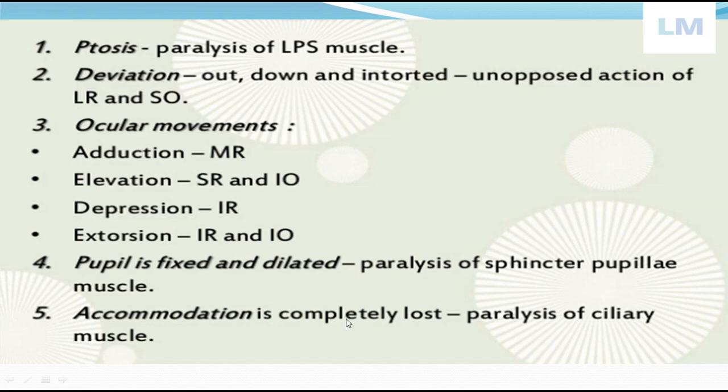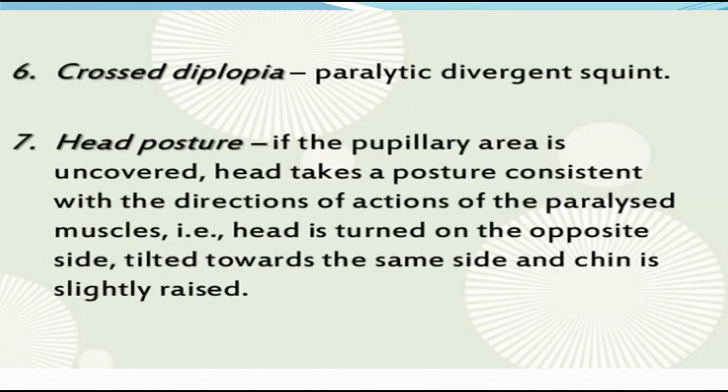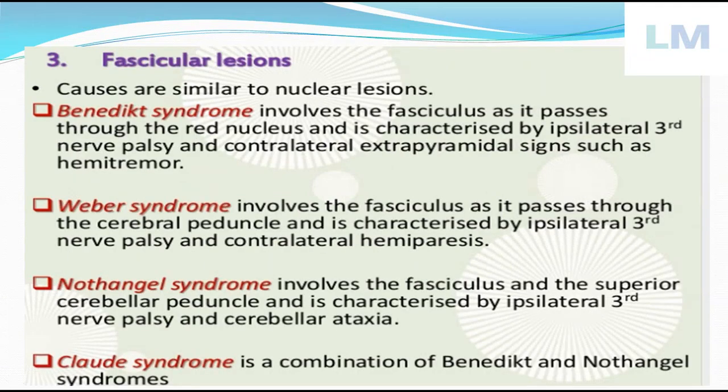Accommodation reflex is completely lost due to paralysis of the ciliaris muscle of the ciliary body. So the lens won't change its dimension. Then there is a cross diplopia. That is, one eye is seeing straight, the other eye is seeing outward. Divergent squint. Head posture is tilted towards one direction because, to compensate for the diplopia, the person will move the head to the opposite side and tilt towards the same side so that the chin is raised. When they do like that, both the eyes look in the same direction.